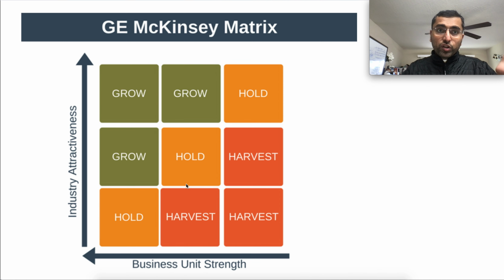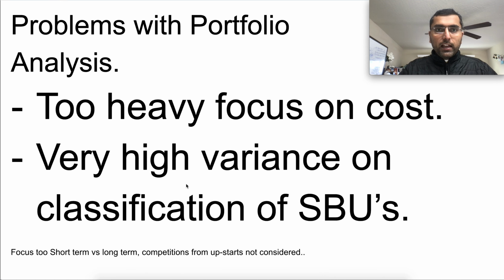Eventually GE came up with the McKinsey matrix. They broke it down into not just 2 dimensions but maybe 9 different ways of looking at this. So business unit strength versus industry attractiveness, similar axes, but with different factors being considered.